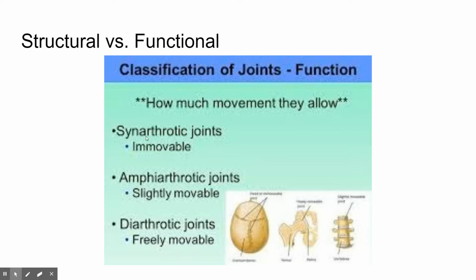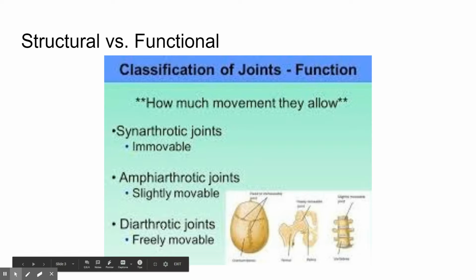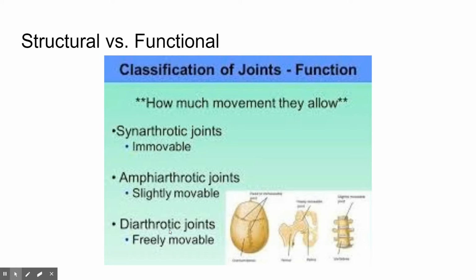And so synarthrotic are immovable. That's syn, it means no. And so amphi means like both. Don't think of it as being a lot of movement, slightly movable joints, maybe like a vertebra or something like that. And then diarthrotic joints, these are freely movable. Think about your shoulder joint, that sort of thing.